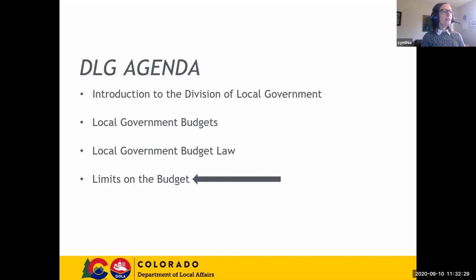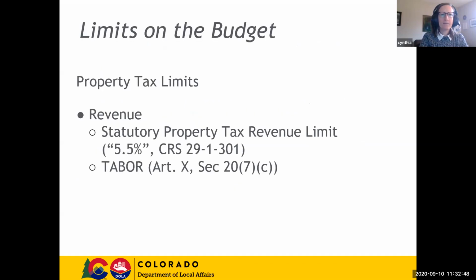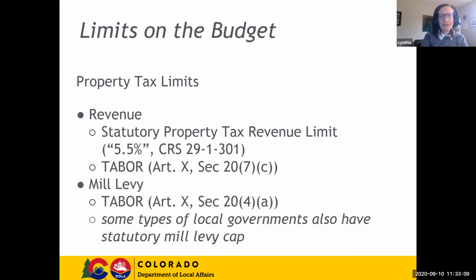All right. And then my last piece is legal limits on the budget. Some of this will sound awfully familiar from Thomas's presentation, but we'll look at it with a little different angle, more from the local government side. So, local government limits on property taxes. There are two limits on the revenue, or the dollars collected: the 5.5 limit in state law and the TABOR limit in the Constitution. And then there's the limit on the tax rate, or the mill levy, in TABOR.